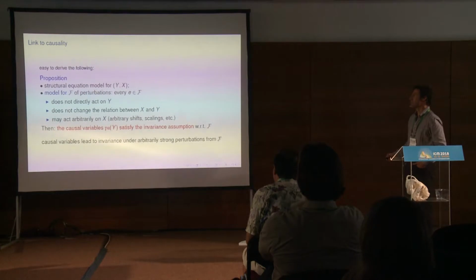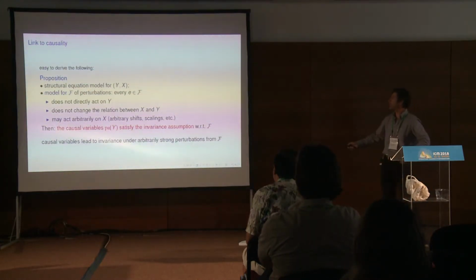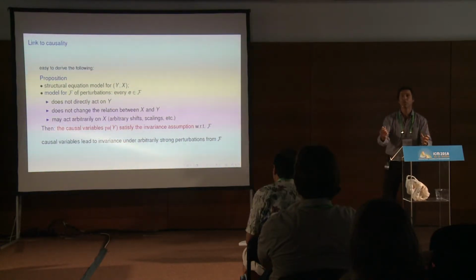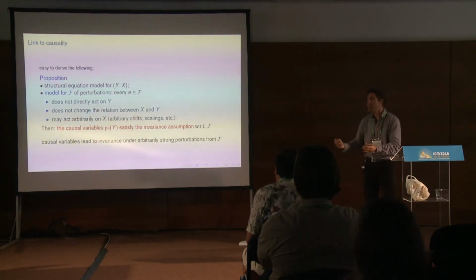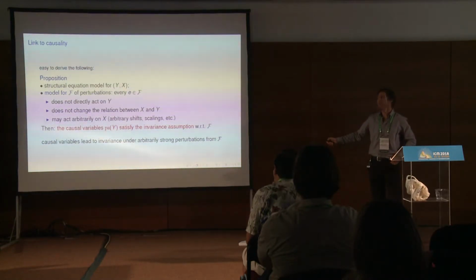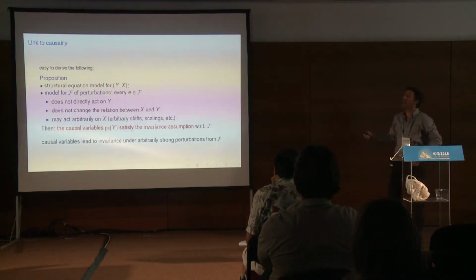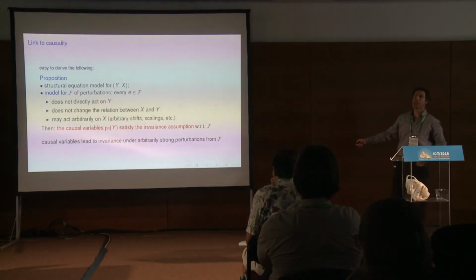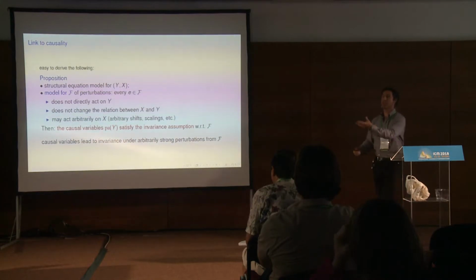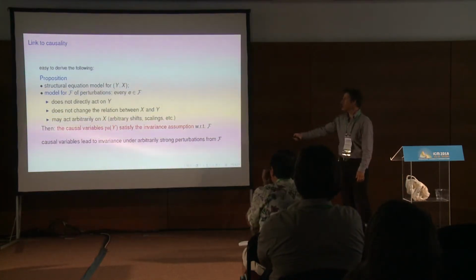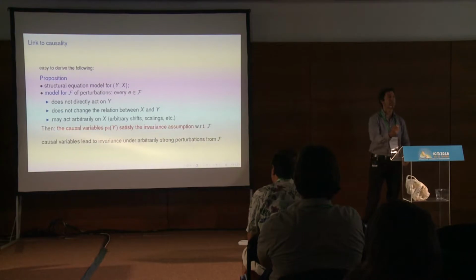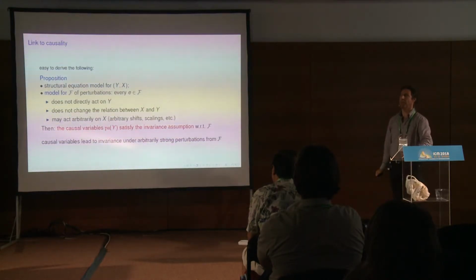And then it's very simple to prove, but it's an important message. The following proposition: you have a structural equation model for Y and X, and you have a model for the perturbations. We ask that the perturbations, which I have not seen in the data, are such that they do not directly influence Y. They do not change the relation between X and Y, but typically they change the distribution of the X's a lot. And then it's very simple to prove that the causal variables, the parental variables of Y, satisfy the invariance assumption.